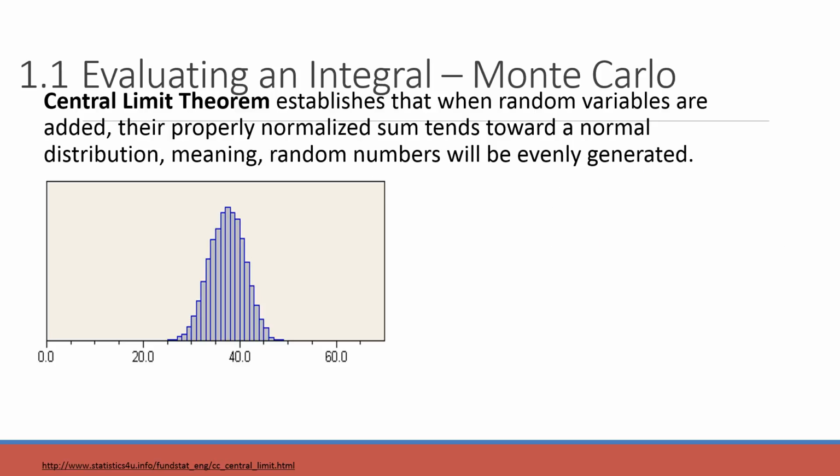So now when looking at evaluating integrals using Monte Carlo, we have to have an understanding of the central limit theorem, which states that when random variables are added, their properly normalized sum tends toward a normal distribution. And what this means in Monte Carlo simulation is that when random numbers are generated, we can trust that they'll be evenly distributed.